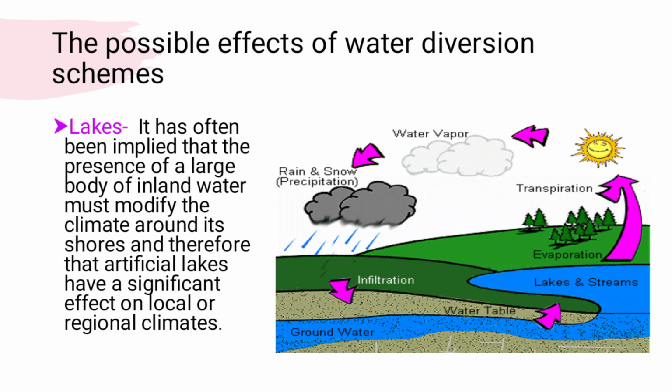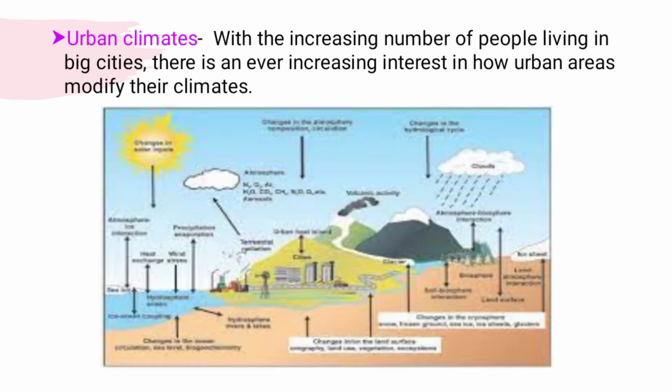The possible effect of water diversion schemes and lakes: it has often been implied that the presence of a large body of inland water must modify the climate around its shores, and therefore that artificial lakes have a significant effect on local or regional climate. The urban climate: with the increasing number of people living in big cities, there is an ever increasing interest in how urban areas modify their climate.